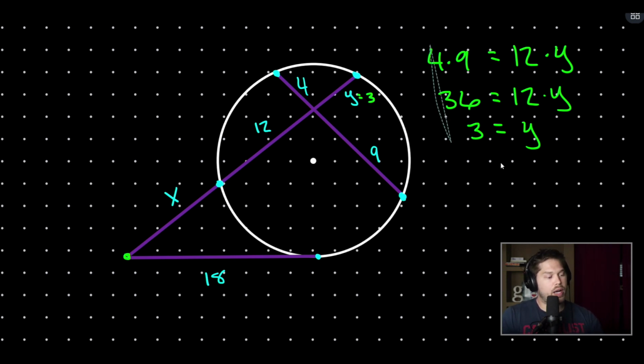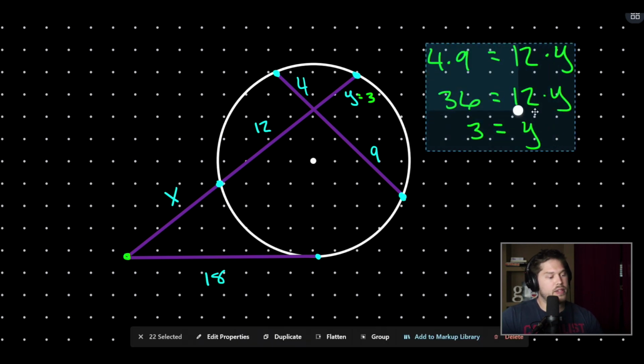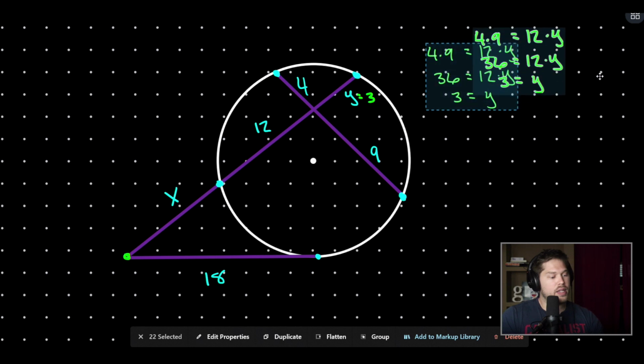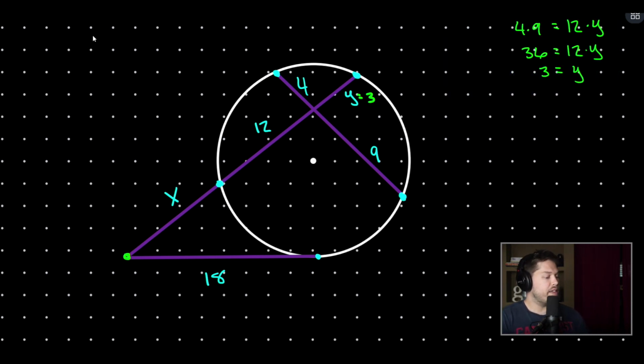Now let's, I won't erase this, but I'm going to shrink it down just in case we need some extra room. Here we go. I'll put it over here. Now let us solve for x. So how do we solve for x? Well, we know that 18 squared is going to be equal to x times x plus 15.